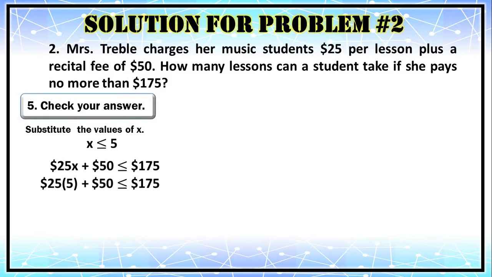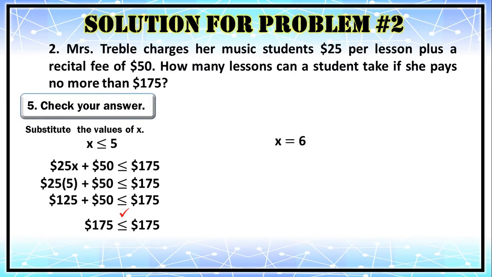We have 25 multiplied by 5 plus $50. Now I used 5 here because 5 is the maximum number of lessons. So that becomes 125 plus $50 is less than or equal to $175, and that becomes $175 is less than or equal to $175. And since they are equal, the inequality is correct.